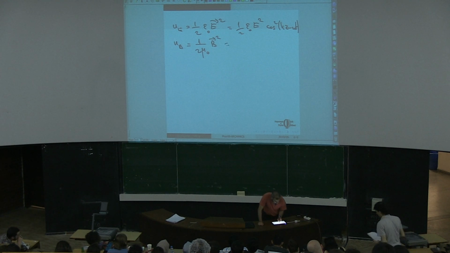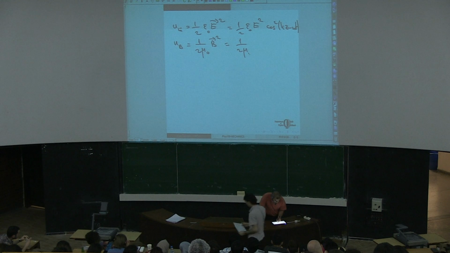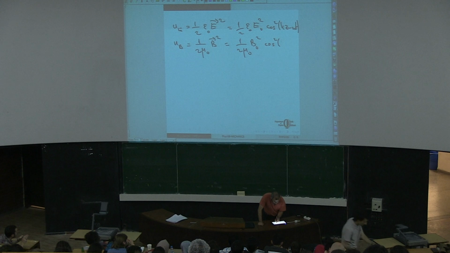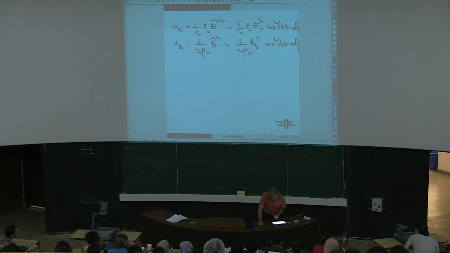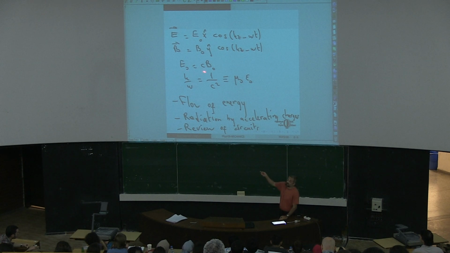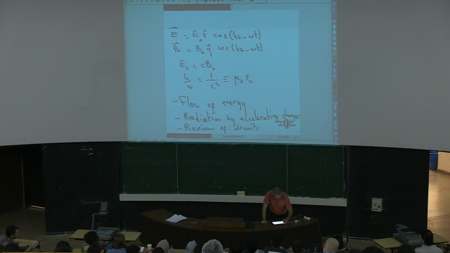And this turned out to be 1 over 2 for our particular solution. This is B0 squared cosine squared (kz minus omega t). Now remember, B0 is nothing but E0 over c. Because if this electric and magnetic field satisfy Maxwell's equations, this relation should hold. So B0 and E0 are not independent of each other, they should be related to each other.